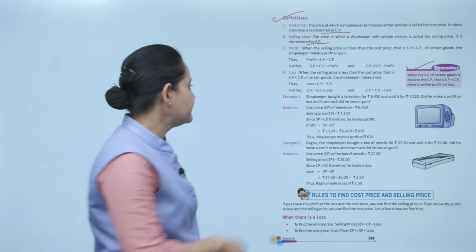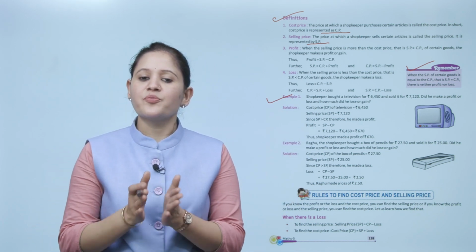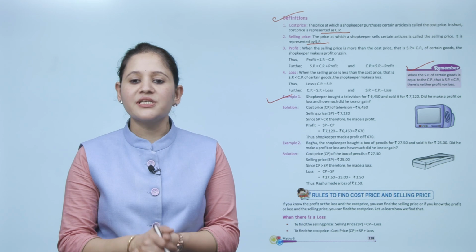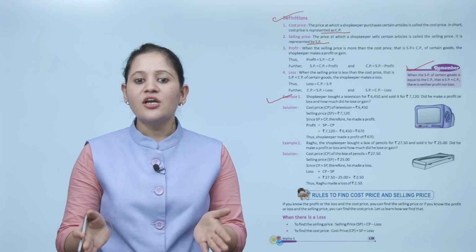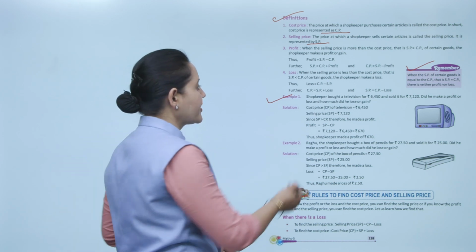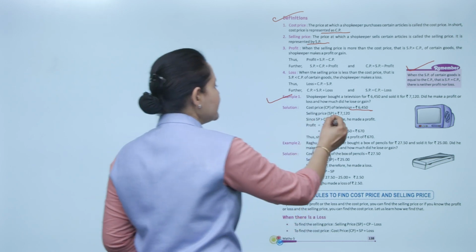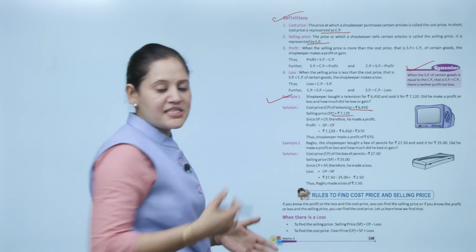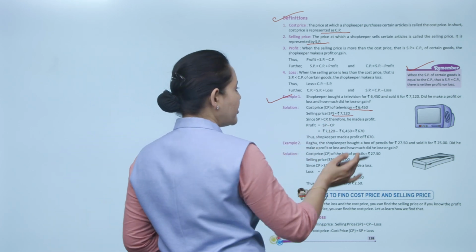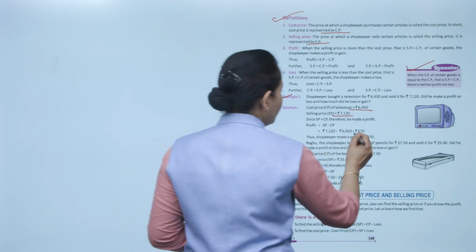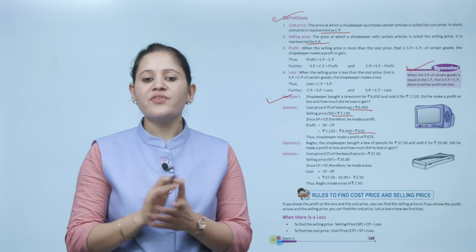Now we'll take an example. A shopkeeper bought a television for rupees 6,450 and sold it for rupees 7,120. Did he make a profit or loss, and how much did he lose or gain? So this is the CP. Cost price, that is 6,450. Selling price 7,120. Selling price is more than cost price, that means he is having profit. Profit, how much profit? SP minus CP. So he is having a profit of rupees 670. Clear? So this way we can find the profit.